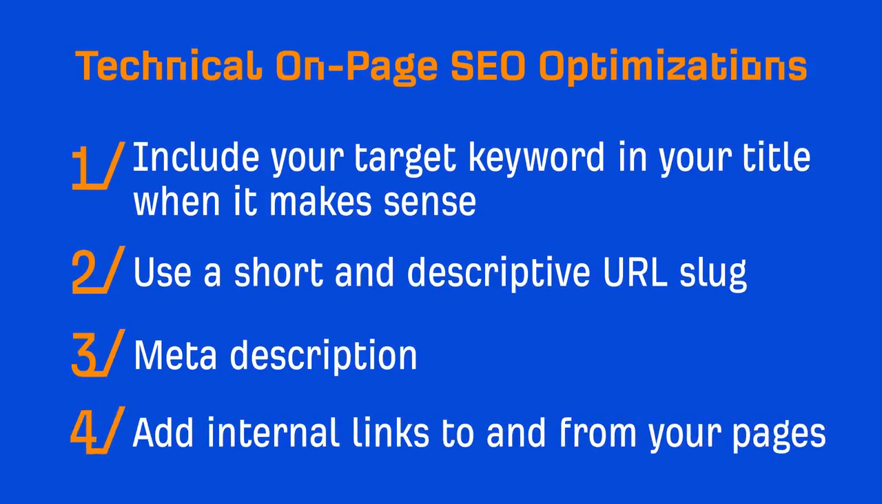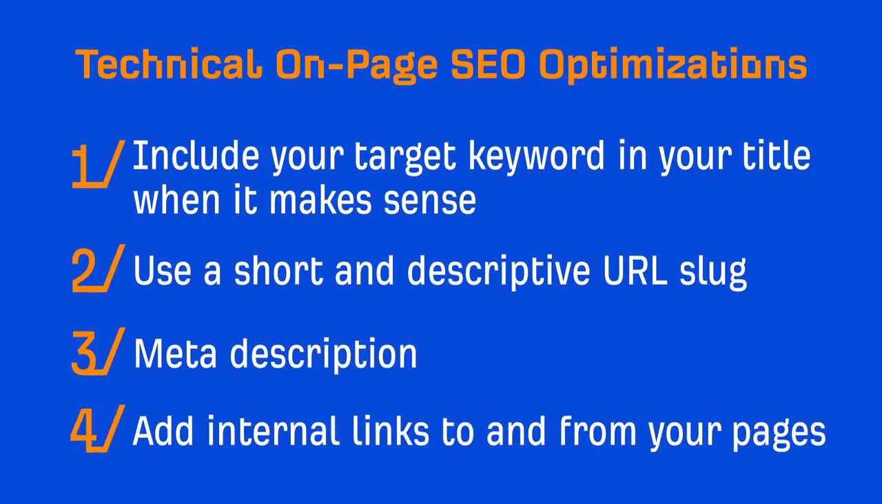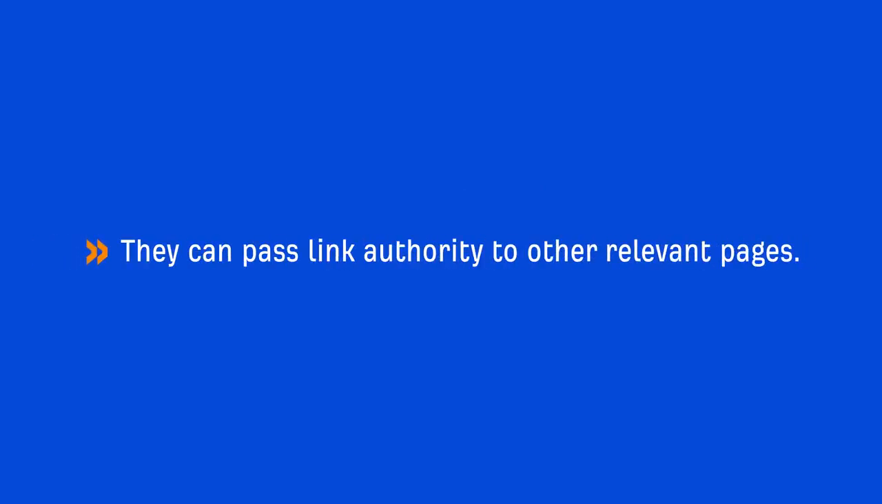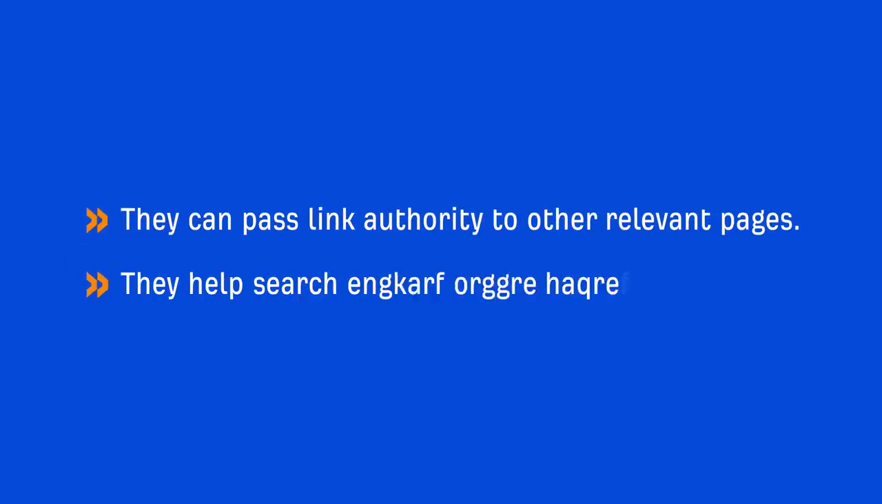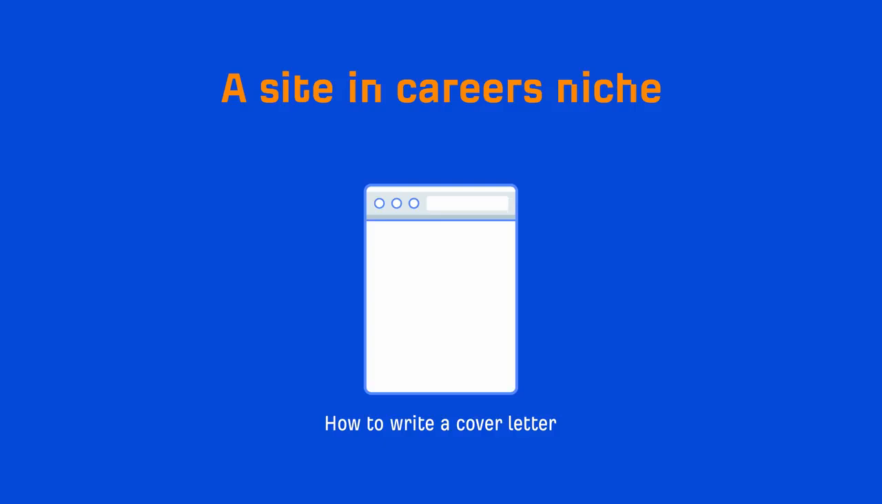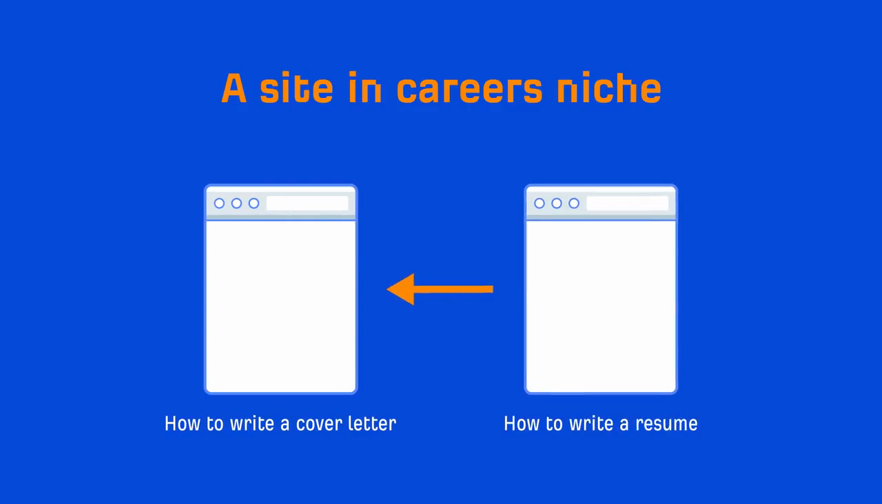Alright, next up is to add internal links to and from your pages. Internal links are links from one page on the same domain to another. And they're super powerful because they can pass link authority to other relevant pages, and they also help search engines better understand a page's contents. For example, if I had a site in the careers niche and I was writing a post about how to write a cover letter, then I definitely want to add internal links from other relevant pages like one on how to write a resume. More importantly, visitors who want to learn how to write a resume would probably want to know how to write a cover letter and vice versa.